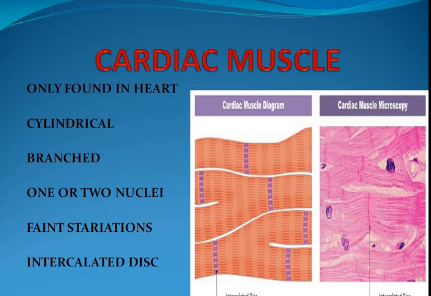They have faint striations. The striations are very, very faint. They have an intercalated disc. Now you can see the intercalated disc. These are the intercalated discs which are found in the cardiac muscle, because they have the special function of contracting and expanding throughout life.